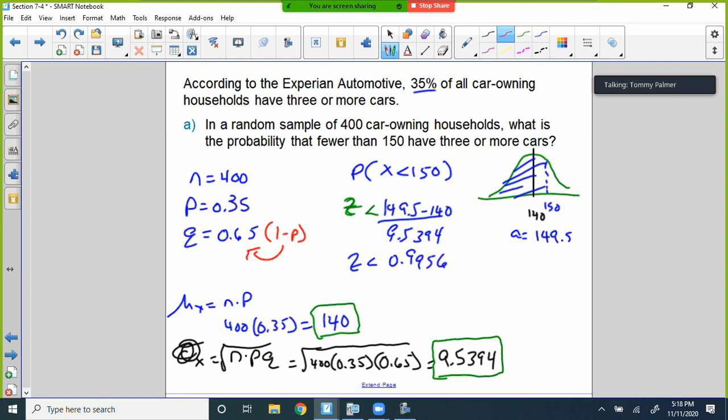Here's the X value, and then here's the mu of X, and then this right here happens to be the standard deviation of X. So let me make sure I've got, yeah, that would be the normal curve.